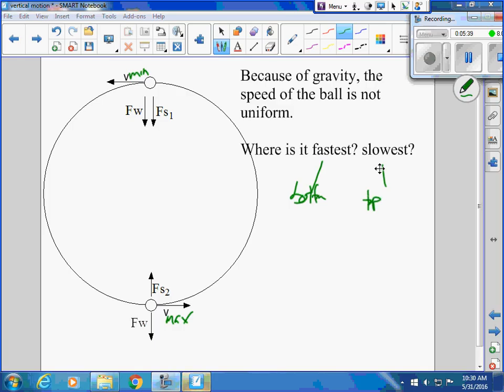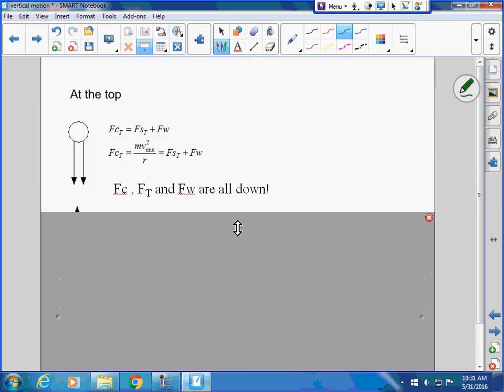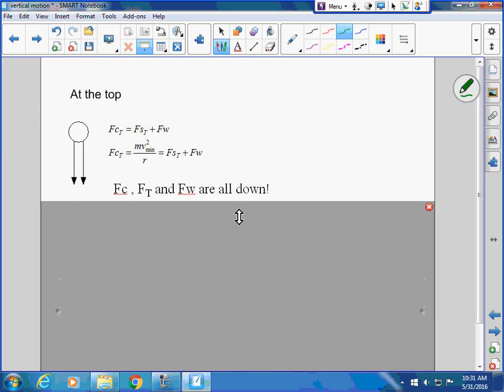If the math doesn't work out, look at your positives, your negatives. Try to make that always happen so that it's fastest at the bottom, slowest at the top. And where is the tension the greatest? At the bottom. And it's less at the top. Okay, makes sense from a theoretical standpoint? Okay, so now here's where it gets a little weird. Don't write, just watch for a second.